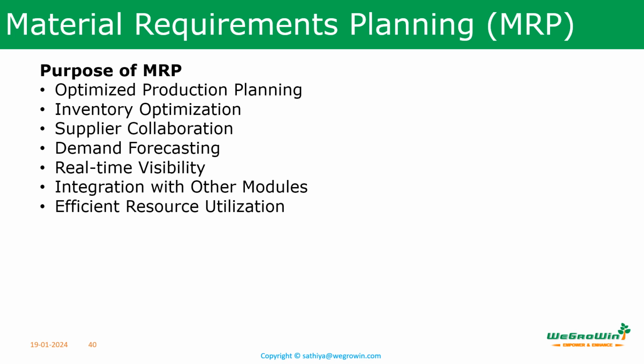And then demand forecasting. SAP MRP capabilities include tools for analyzing historical data and predicting future demand. This helps businesses anticipate material requirements, reducing the risk of shortages or excess inventory. Real-time visibility: SAP provides visibility into the entire supply chain, allowing the business to monitor material movements, production progress, and inventory levels. This visibility enables quick response to changes in demand or supply disruptions.